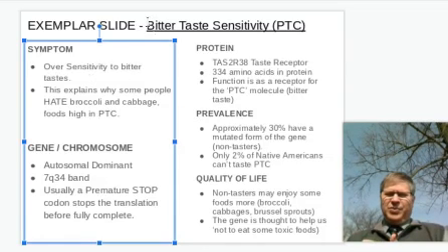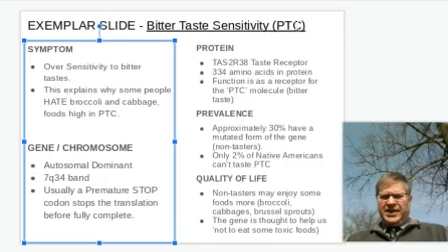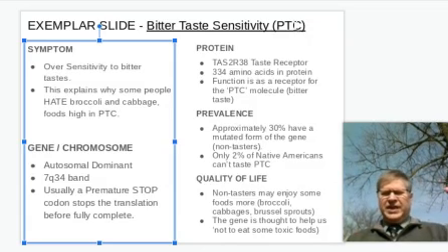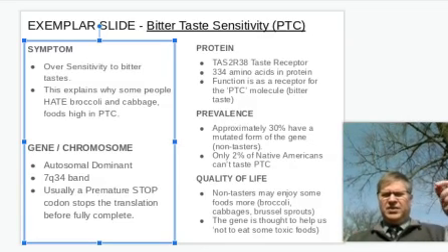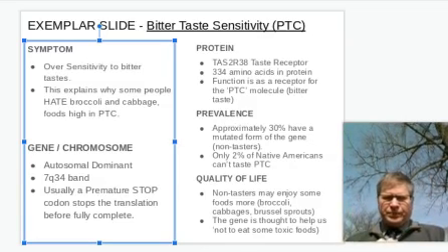This exemplar is for a gene that's called the PTC gene. This isn't necessarily a disorder, but it's a characteristic. It builds a taste bud on your tongue that helps you taste the chemical PTC. It's a big, long name. It's not that important, but it's a really bitter taste. And it's in a lot of vegetables. It's actually in the family Brassica, which are your cabbages, Brussels sprouts, things like that.